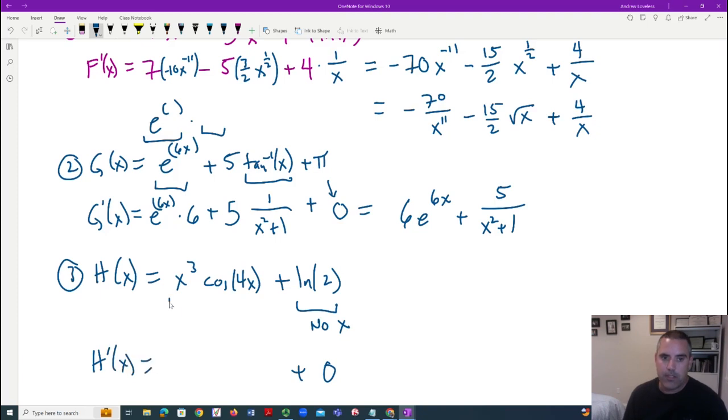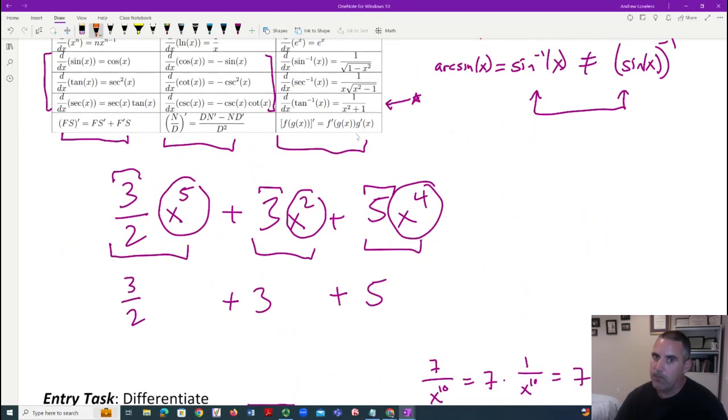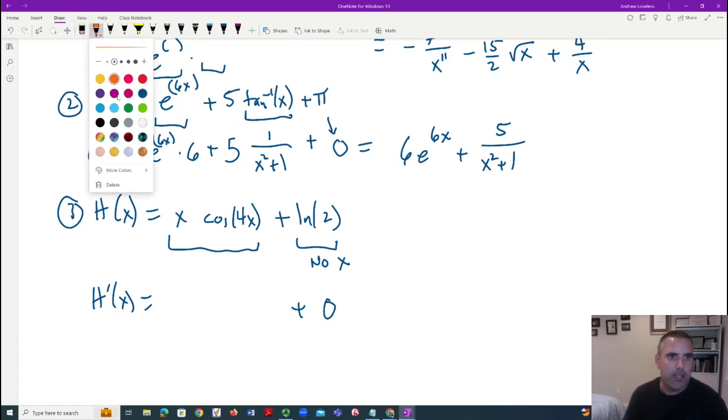So the question is, what about this term? This term is different because it has multiple x's. There's an x here, and there's an x here. When you have one term that has multiple x's, then you've got to think product, quotient, or chain. That's how we think about it. So product, quotient, or chain. In this case, it's a product. There is no fraction there. Sorry, I erased that. That's a 3.